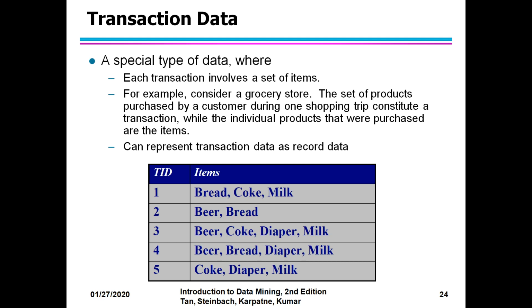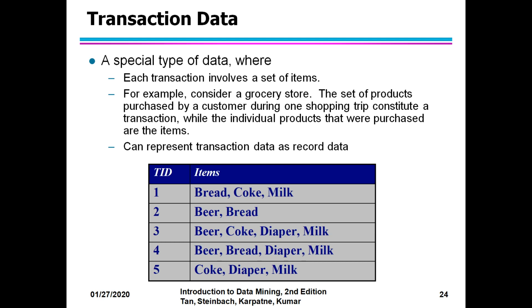The set of products purchased by a customer during one shopping trip constitutes a transaction. Whenever a customer visits a particular store, whatever he buys during that one visit is a transaction, while the individual products that were purchased are called items. Consider, for example, the first customer with transaction ID 1, who has bought bread, coke, and milk.